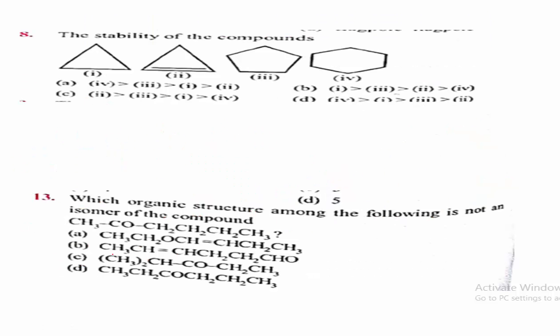Hey students, question number 8. The stability of the compounds, with respect to structures, they mentioned the numbers. First one cyclopropane, then cyclopropene, next one cyclopentane and cyclohexane.